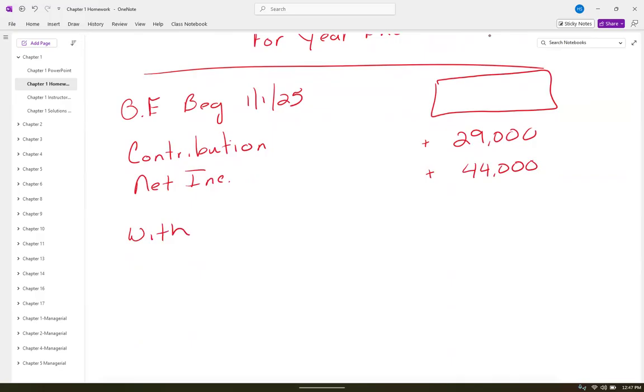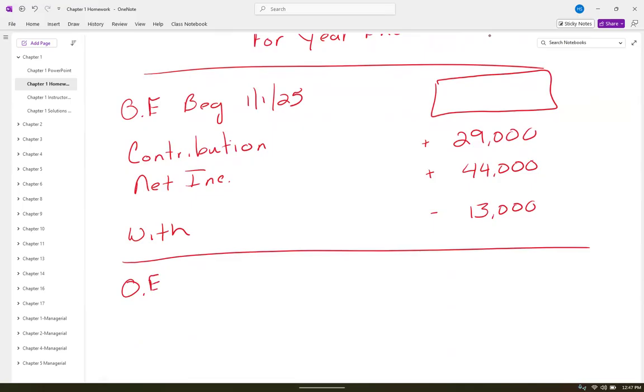Withdrawals will be 13,000. And then we'll have owner's equity ending 12/31/25. They didn't give us that number either. Okay, but that's all right.